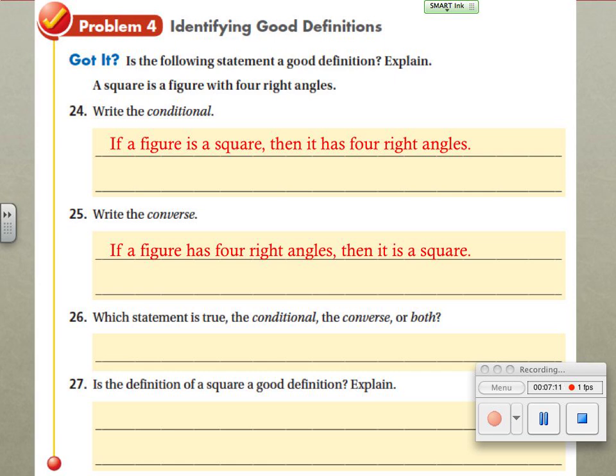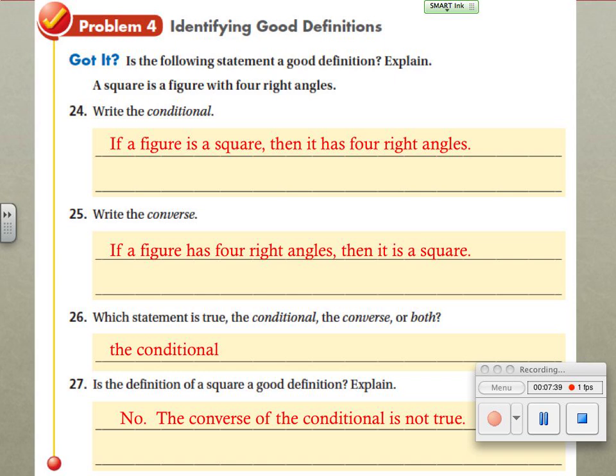But this isn't a good definition of a square because it doesn't define it fully. A better definition of a square is that it has 4 right angles and all sides are equal. So the converse of the conditional is not true, so we can't use this biconditional to define what a square is, so it's a bad definition. So let's sum up this lesson. It's a pretty simple lesson, it's not very hard.